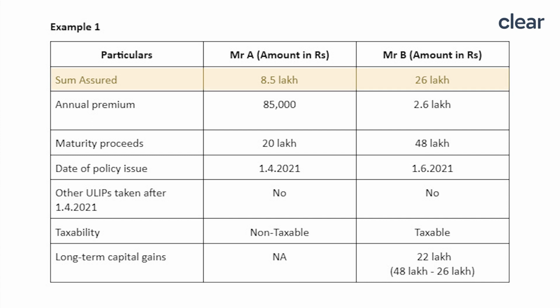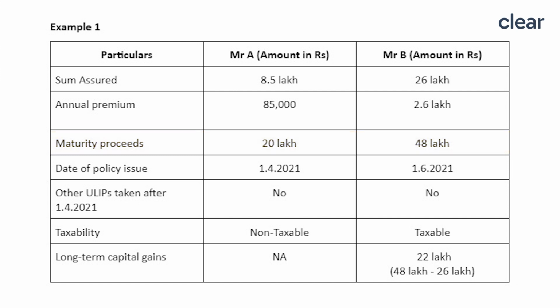Now let's understand the taxation of ULIPs using a few examples. Mr. A and Mr. B purchased ULIP plans of Rs 8.5 lakh and Rs 26 lakh respectively with a maturity period of 10 years. The annual premium paid by Mr. A is Rs 85,000 while for Mr. B it is Rs 2.6 lakh. After 10 years, the maturity proceeds that Mr. A receives is Rs 20 lakh while Mr. B gets Rs 48 lakh.